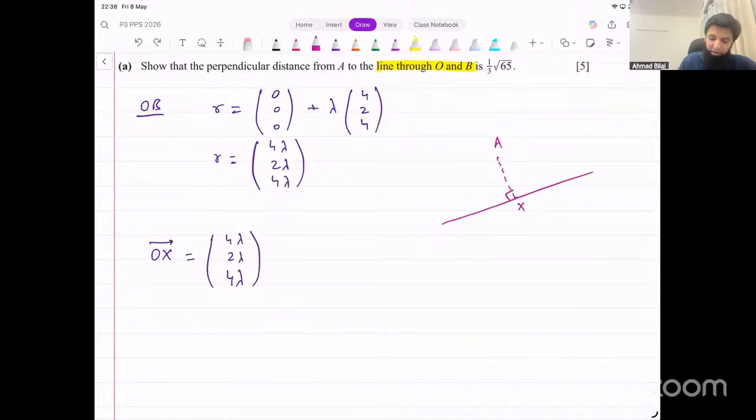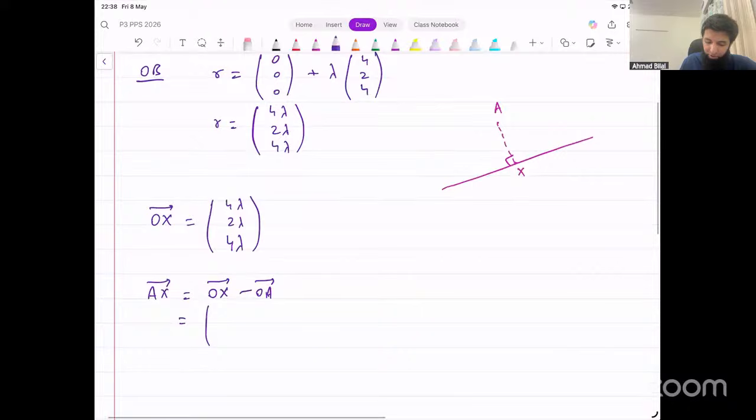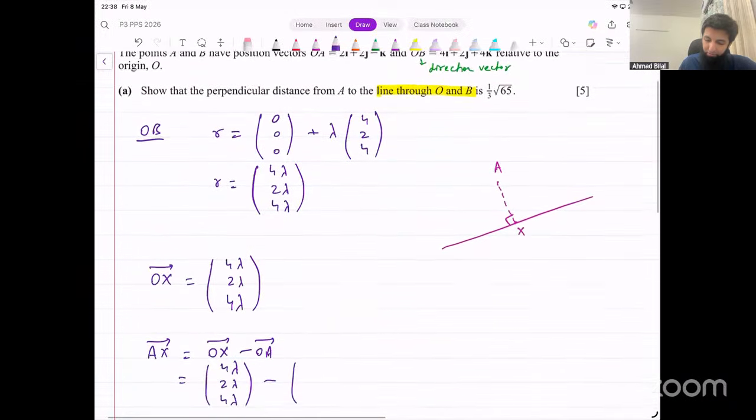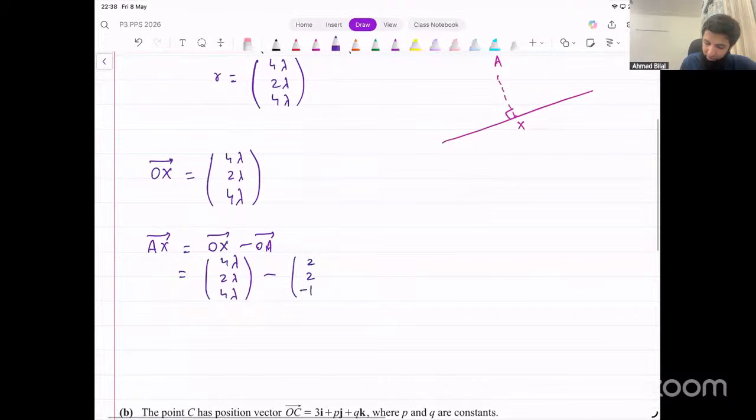We can find the vector AX now. What is AX going to be? AX vector is OX vector minus OA vector. What does that turn out to be? 4 lambda, 2 lambda, 4 lambda minus OA. OA is 2, 2, minus 1. This simplifies to 4 lambda minus 2, 2 lambda minus 2, and 4 lambda plus 1. This is the vector AX.